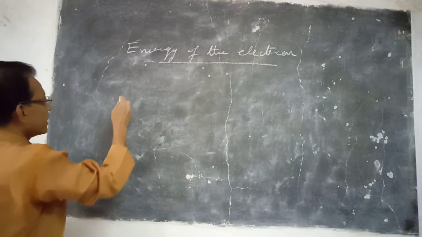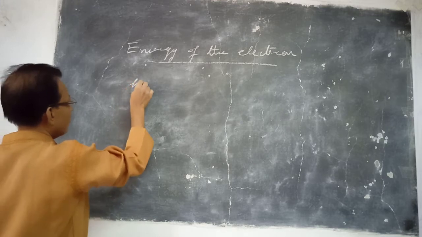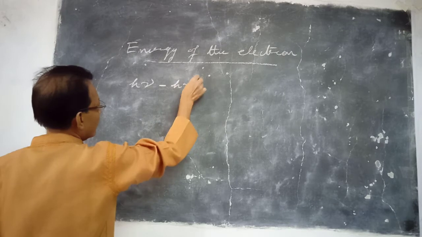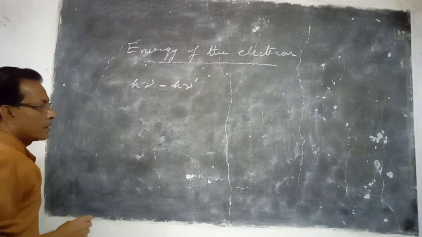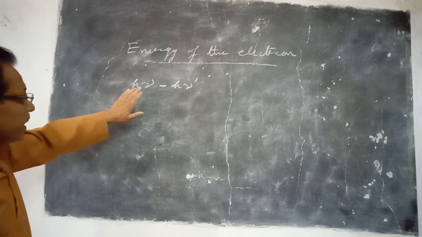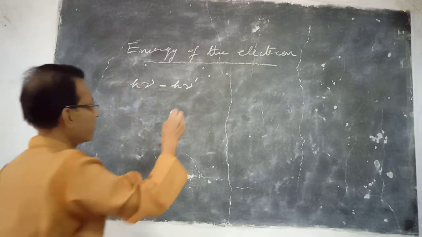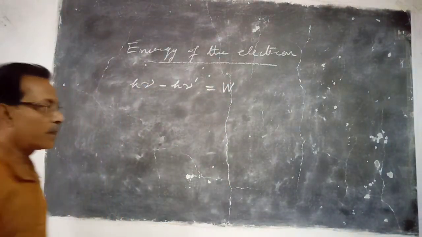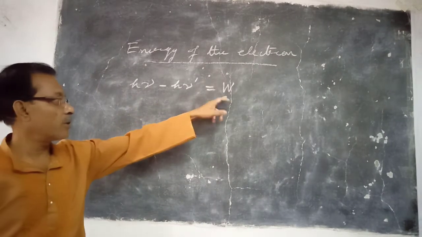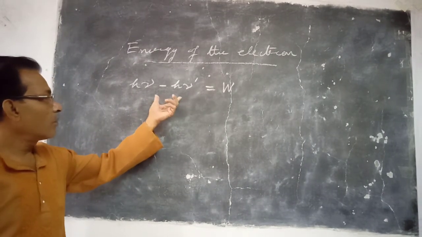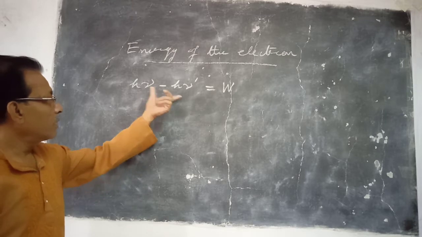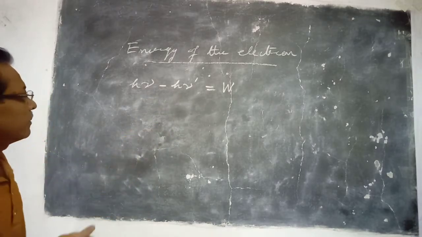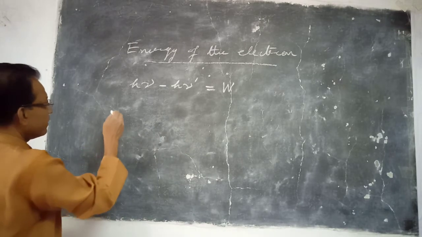Now, the initial energy of the photon is h nu, and the final energy is h nu prime. So if we subtract h nu prime from h nu, then that will be the energy of the electron. This energy is imparted to the electron, and the electron recoils with this much energy. Now, to calculate this, we start from this equation.